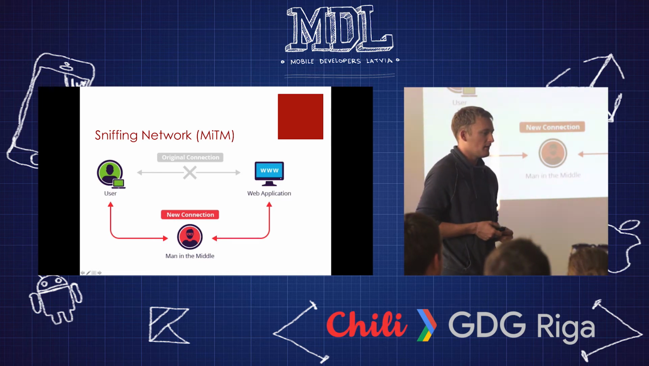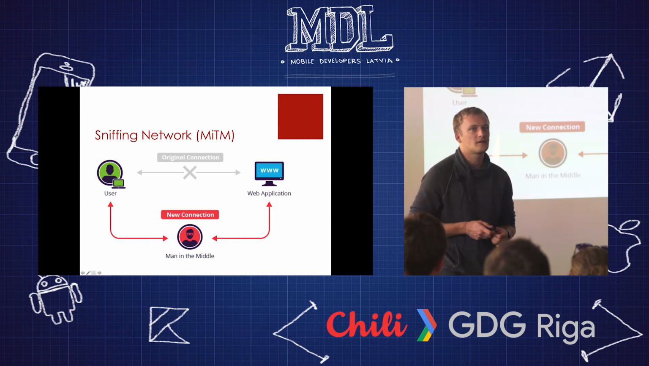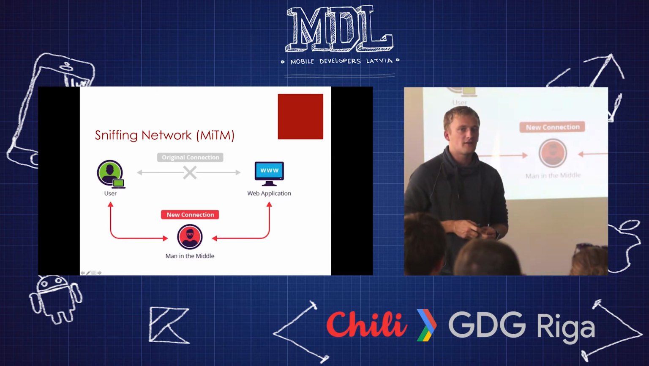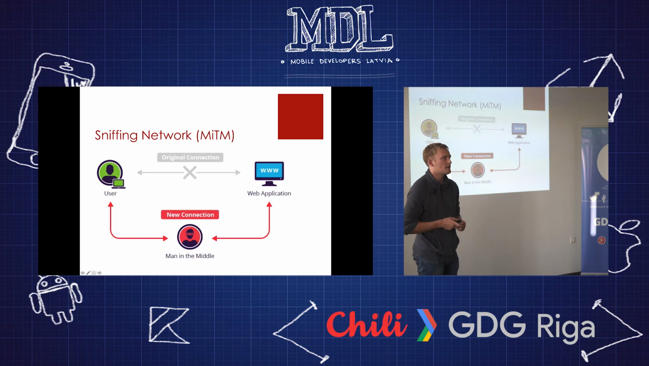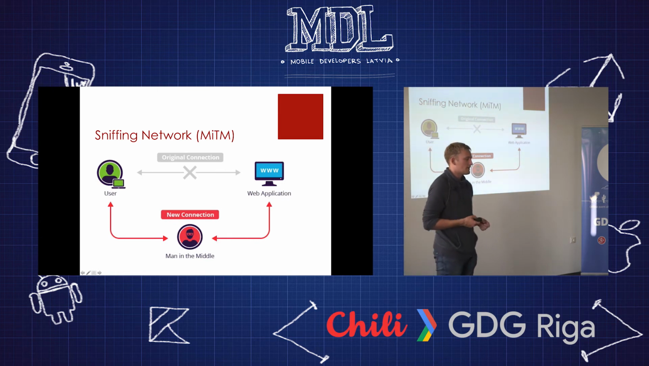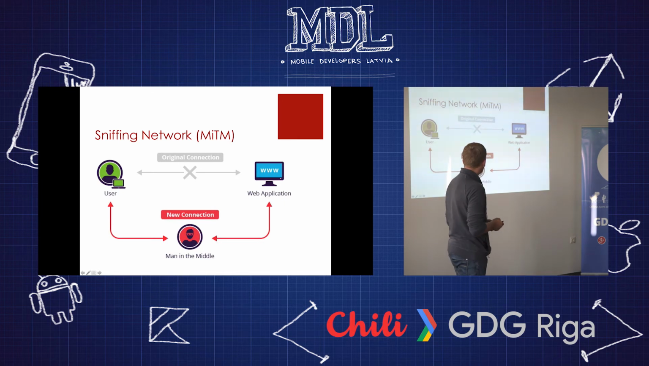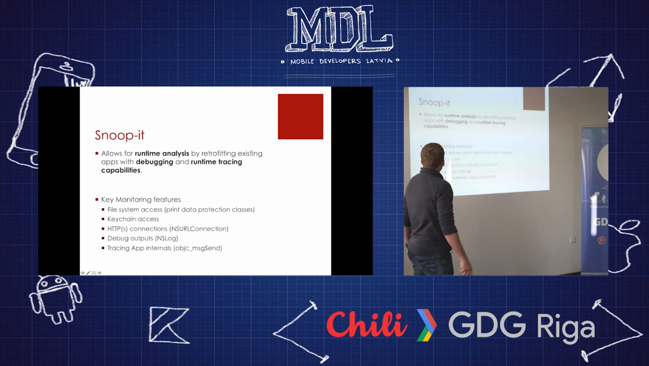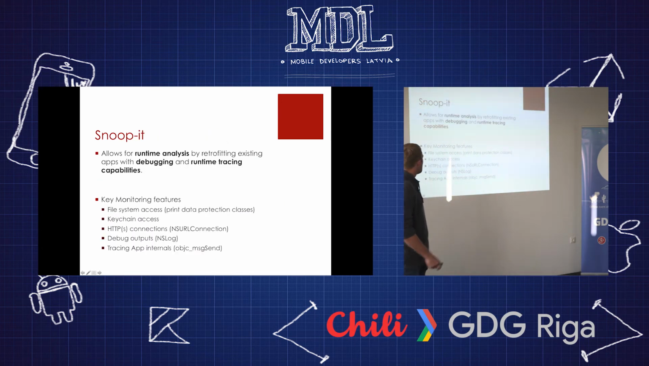But the opposite side of it is that you need to keep track of that server certificate, and if it changes, you need to update your application and checksum accordingly, so that it's up to date and the connection still works. Okay. Then another useful tool, Snoopit. Has someone heard about it? No? Okay, one person here.